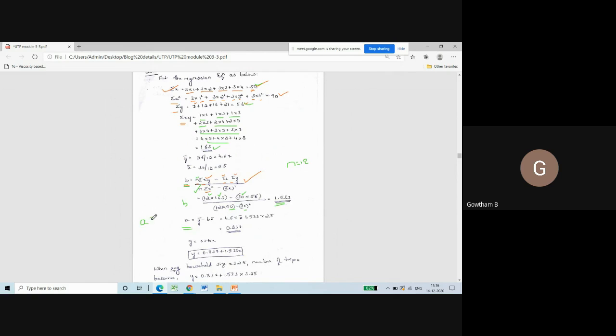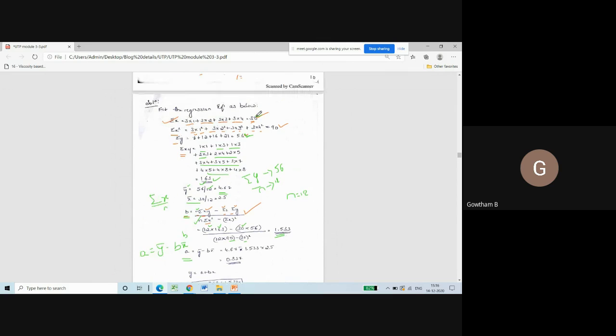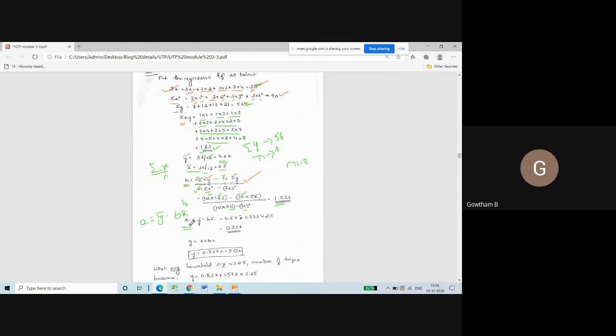Now, in order to calculate a, we know the formula: a is equal to y bar minus b x bar. Y bar is calculated as summation of y divided by N. N stands for the total number of observations, 12, and summation of y is 56, which you already calculated. Therefore, you have to do 56 divided by 12. I already did it here. The answer is 4.67. And x bar is given as summation of x divided by N. Summation of x is 30, divided by 12. The answer is 2.5.